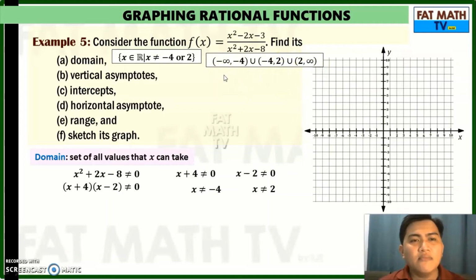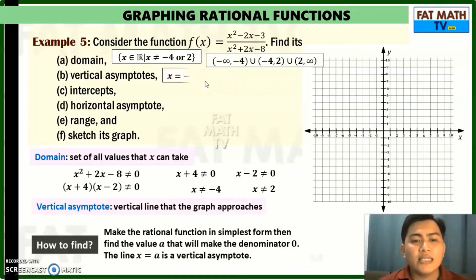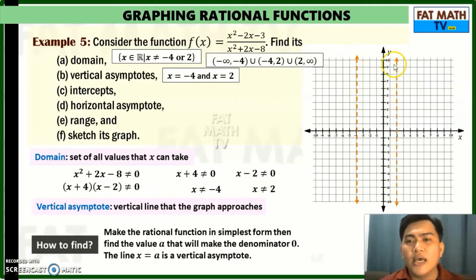For the vertical asymptotes, this time we have 2. Since we have two values of x that are not allowed, we will also have two vertical asymptotes. So those are x equals -4 and x equals 2. So x equals -4 is this, and x equals 2 is this one.